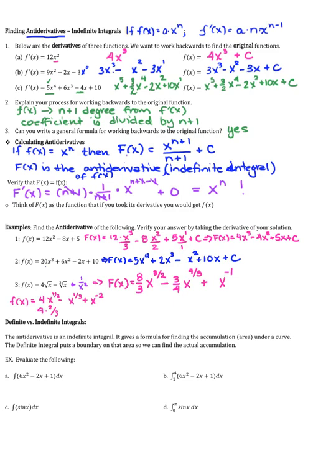So x to the negative 1 divided by a negative 1, which changes this to a negative, and then plus c. So that plus became a negative because you have a -1. And that would be your antiderivative.